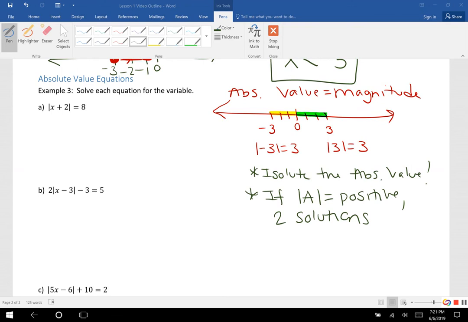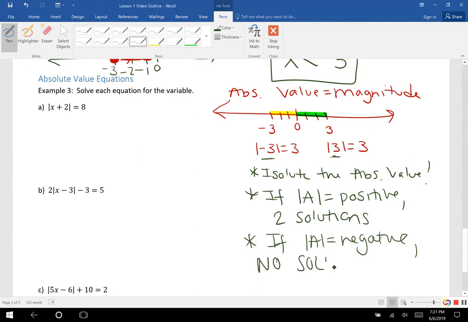So if we want to solve an equation with an absolute value, we are going to isolate the absolute value first. That means we're going to get the equation to look like absolute value equals a number. If that number is positive, there's going to be two solutions because we have two numbers, a negative and a positive, that have that same absolute value. But if your absolute value equals a negative number, well, that's not possible. There's going to be no solution because absolute value is never equal to a negative. Absolute value is always a positive number.